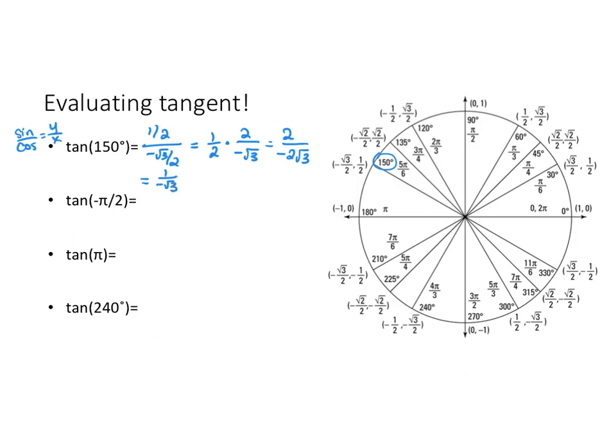And if you remember, you can't leave a radical in the denominator. We want to rationalize it. So we're going to multiply our square root of 3, top and bottom, so that we can have a rational denominator. So 1 times the square root of 3 is the square root of 3, over the square root of 3 times the negative square root of 3, which will be negative 3. So that is my final answer of tangent of 150. Pause the video and see if you can try these 3 problems on your own.